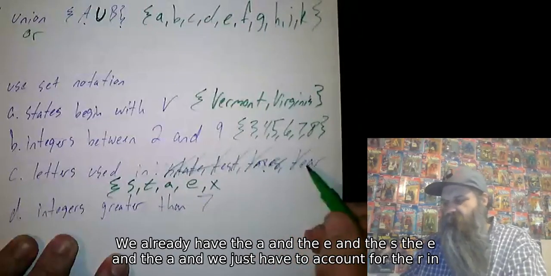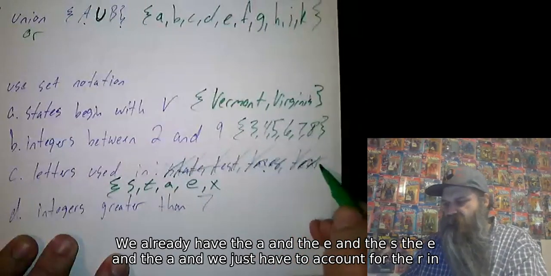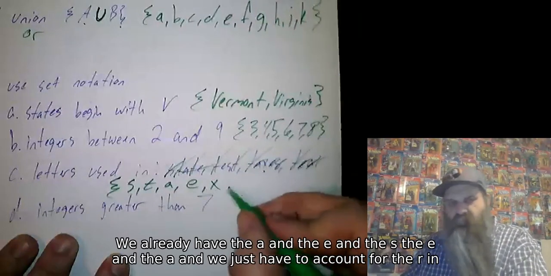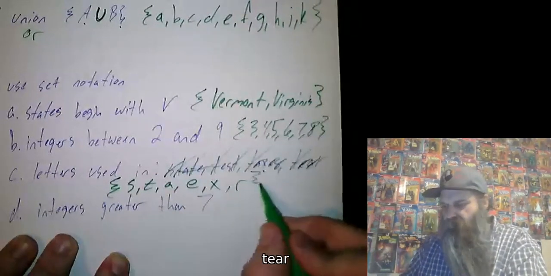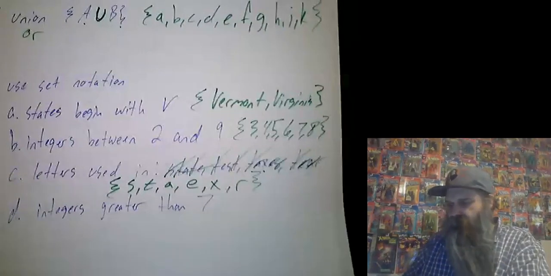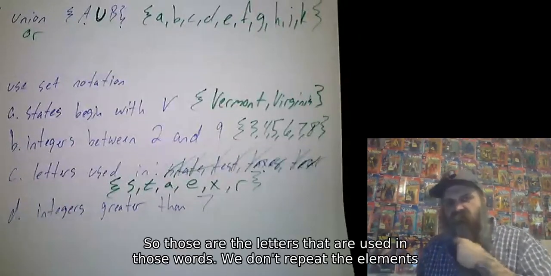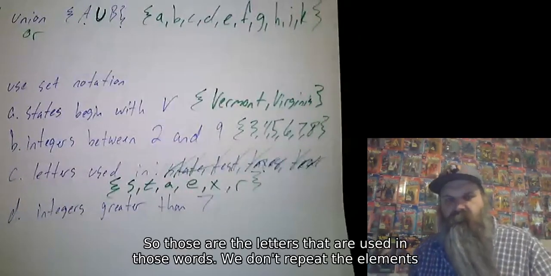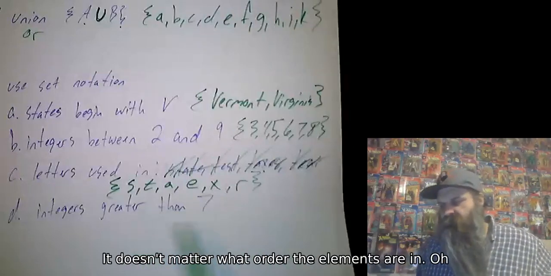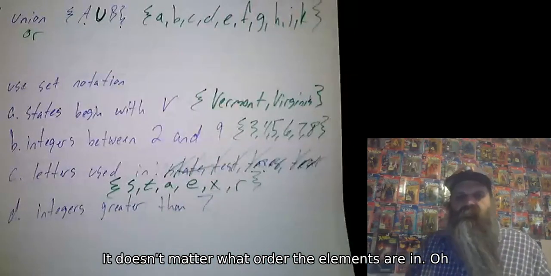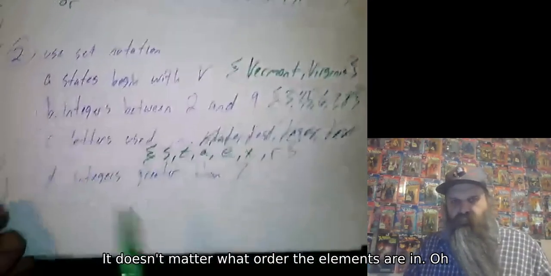That leaves us with this X here. We already have the A and the E and the S, the E and the A, and we just have to account for the R in tear. So those are the letters that are used in those words. We don't repeat the elements. It doesn't matter what order the elements are in.